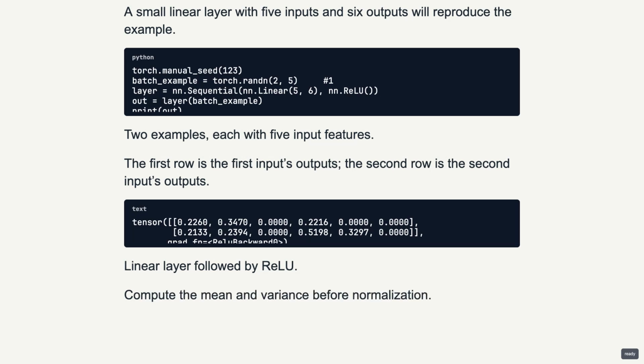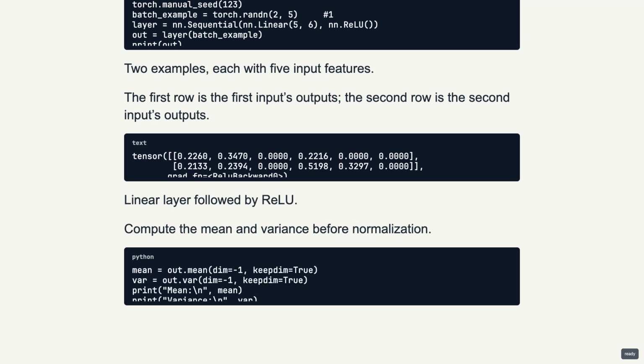Those two statistics tell us where the row is centered and how wide its values are. Layer normalization uses exactly that information to standardize each example. The last dimension is the set of features inside each row, so the mean and variance are computed across those 6 values. Keeping the dimension makes the result line up cleanly with the original tensor shape.